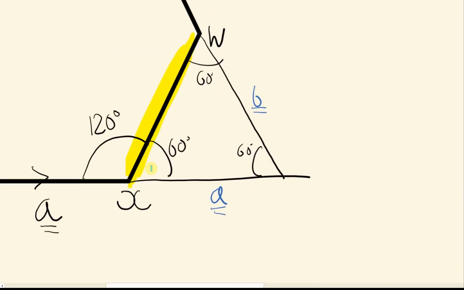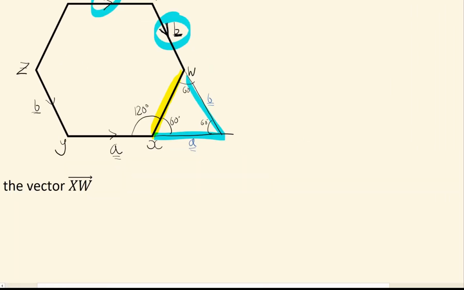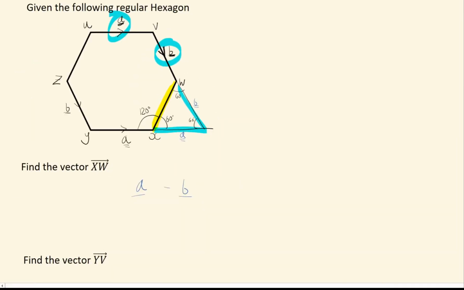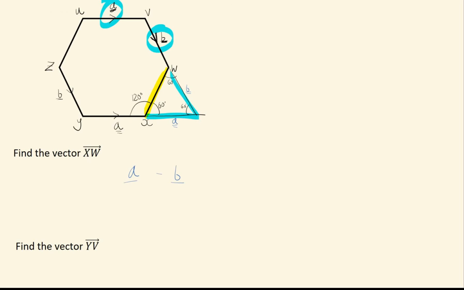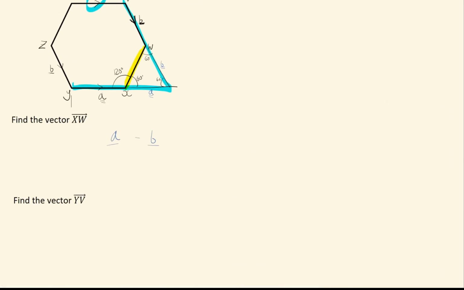We can go from X to W by going along this path. And we can see, again, checking the arrows point the right way, that is just going to be vector a minus vector b. Okay, next part is find the vector Y to V. This one's not too bad now. All we need to do is go along this path anyway, and we can see that's going to be 2a minus 2b.